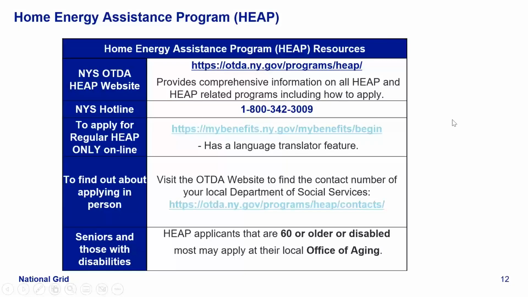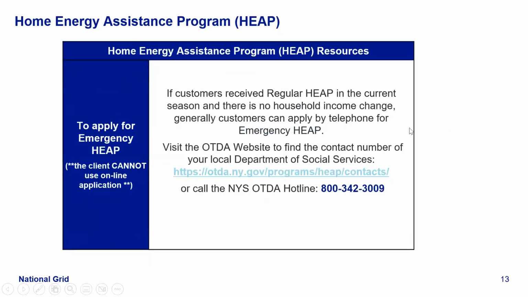A little more contact information on how to apply for HEAP. You can call the 1-800 number, you can apply online for the regular HEAP benefit, and that's where you'd find your local office or the alternative certifiers. And I also just went over that as well.